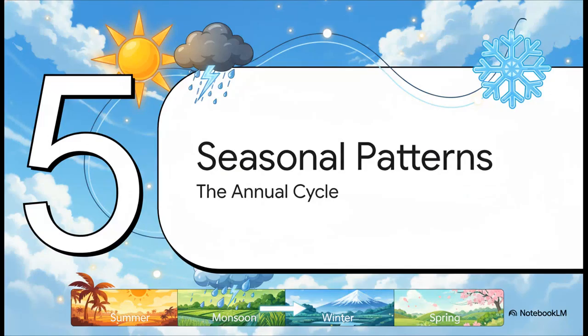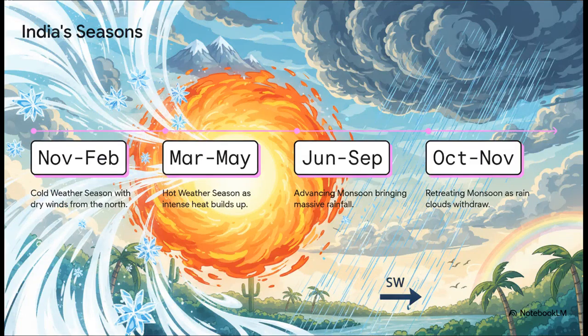And finally, Section 5, Monsoon Seasonal Patterns. The terminology around India's seasons can get a little confusing, so let's build a chronological mental timeline to help you recall this during the exam. The year kicks off with the cold weather season from mid-November to February. That's marked by cold, dry winds from the north. Then, from March to May, the heat really builds up in the hot weather season. June to September is the main event, the advancing monsoon, where those southwest winds bring massive rainfall. Finally, October to November is the retreating monsoon, where the rain clouds withdraw back down the country.